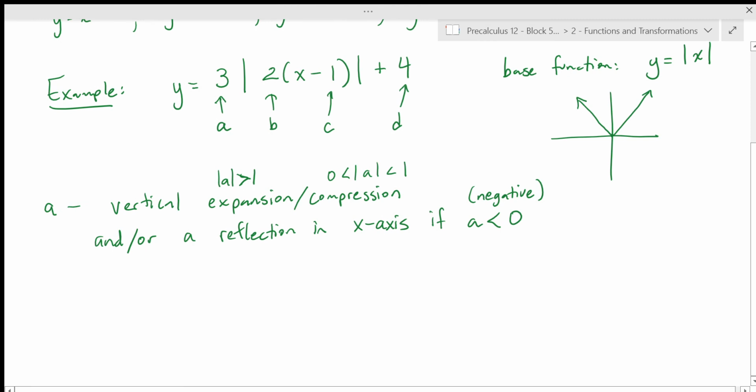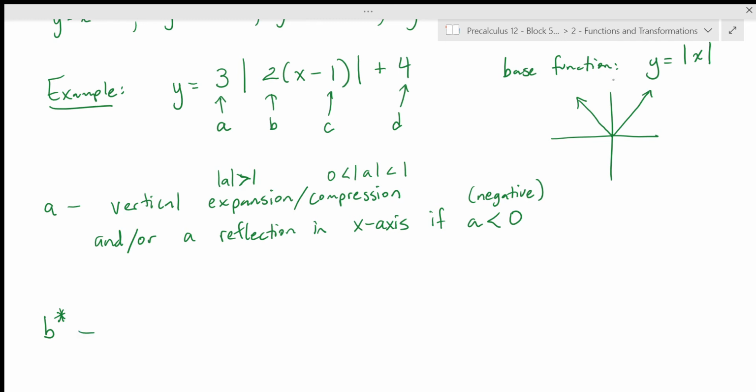Okay, so B, I'm going to put a little star by B because B is acting on x, so it operates kind of backwards from how you would think it does. So with A, expansion is when you have a big number, so that stretches it, and that makes sense. And compression is when it's a small number and it shrinks it. That kind of makes sense. B works the opposite way.